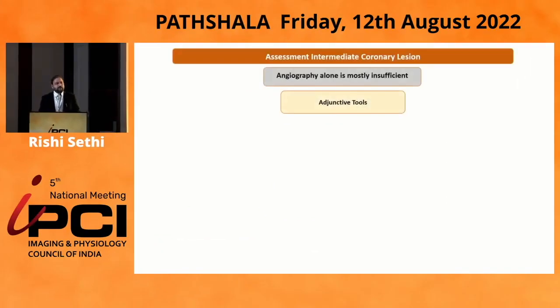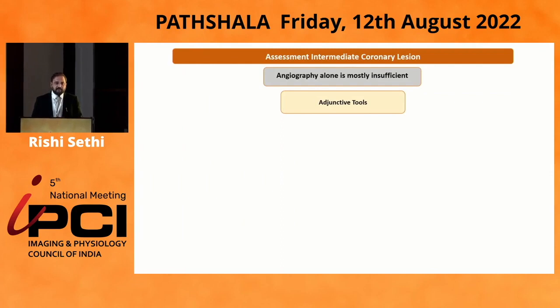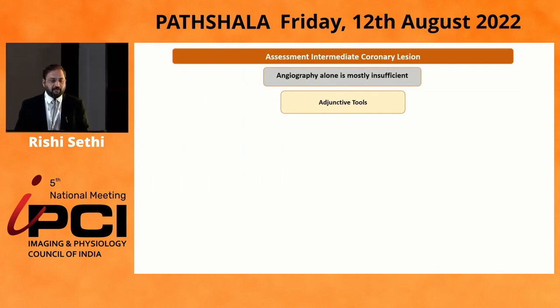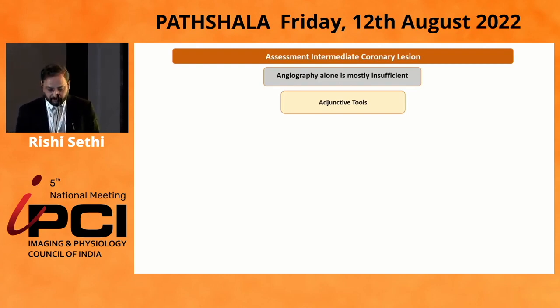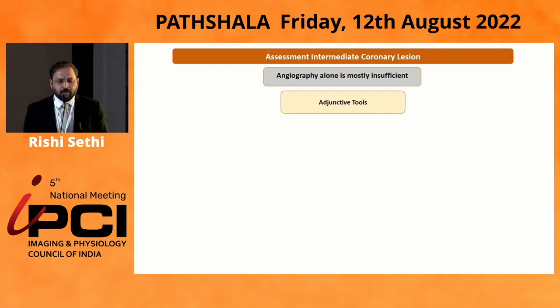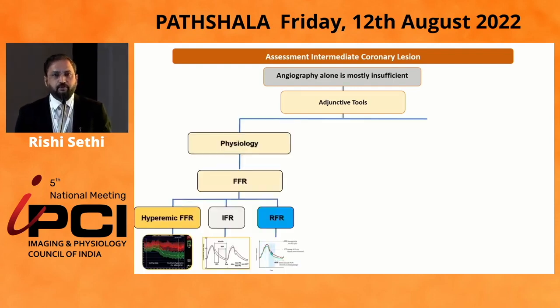So assessment of intermediate coronary artery lesions is of utmost importance in single vessel disease of stable coronary artery disease with intermediate lesion, in multiple coronary artery disease where we want to know what are the lesions that are causing the ischemia, and also in acute coronary syndrome where we want to know the physiological consequence of the residual lesions. Angiography alone is insufficient in most of the cases, and so we have to use tools.